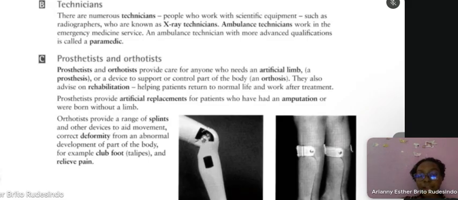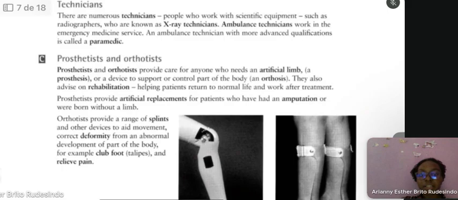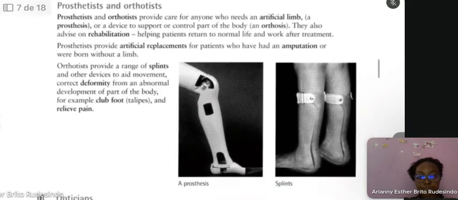Prosthetics provide artificial replacements for patients who have an amputation or were born without a limb. Orthotics provide a range of splints and other devices to aid movement, correct deformity from an abnormal development of part of the body, for example, clubfoot, talipes, and relieve pain.